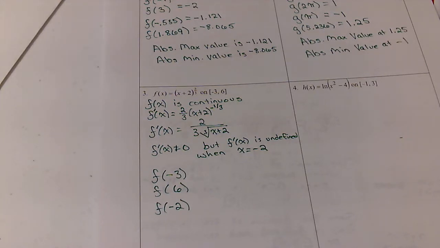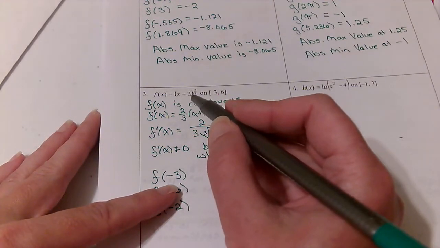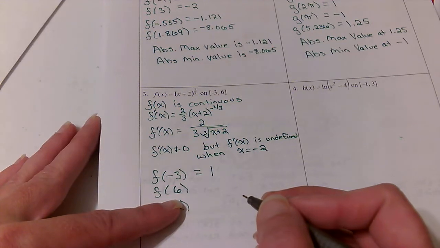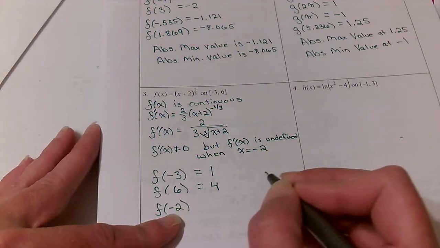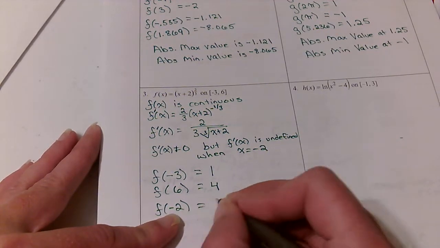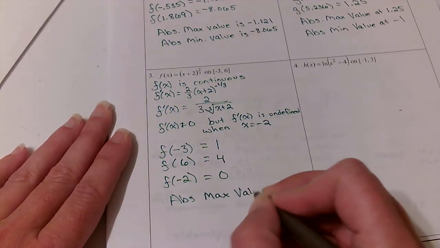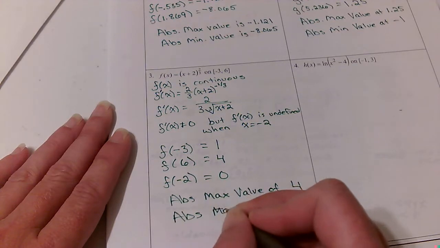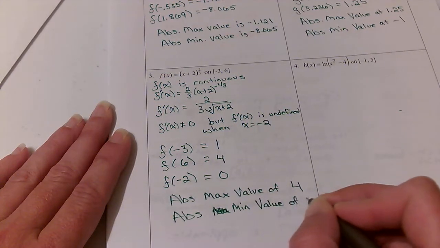So going back to the original function, I don't really need to use a calculator. Negative 3 plus 2 is negative 1 to the 2/3 can be positive 1. 6 plus 2 is 8. Cube root of that is 2. Squared is 4. Negative 2 plus 2 is 0. So we have an absolute maximum value of 4 and an absolute minimum value of 0.